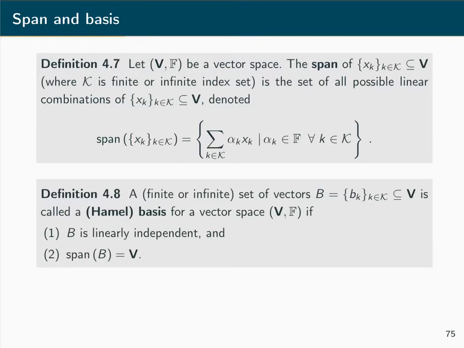Definition 4.8 defines what's called a Hamel basis, or simply a basis, and such a basis is a finite or infinite set of vectors that we denote with B. So these are the vectors of the basis if they satisfy the following conditions. First, the set B must be linearly independent, and second, the set B must span the entire vector space V. To illustrate this definition of a basis, let's look at a quick example.